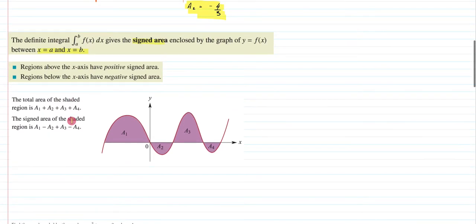So if we come down and read some more definitions here, it just tells us that regions above the x-axis have a positive signed area, while regions below the x-axis have a negative signed area. So this means if you want to find the total area of the shaded region here, you're going to have to add together the absolute values of all the areas here, so A1, A2, A3, A4. But if you want the signed area, you're more or less just going to add them as they are, knowing that A2 is going to be negative and A4 is going to be negative, as you can see right here. So knowing the difference between the total area and the signed area is very important.